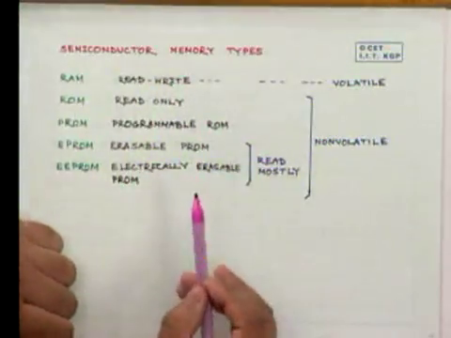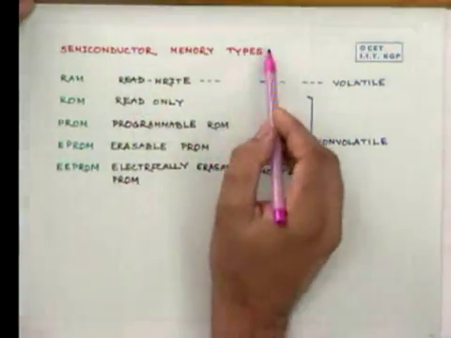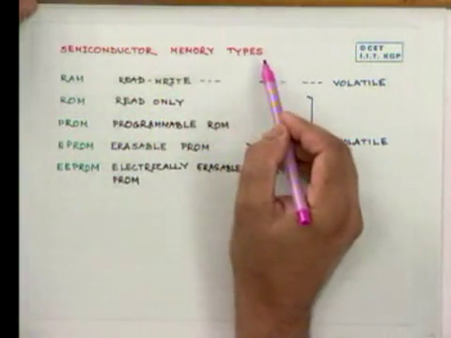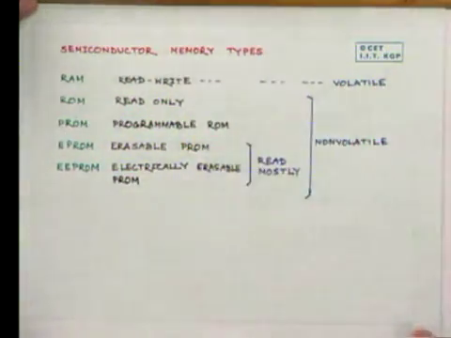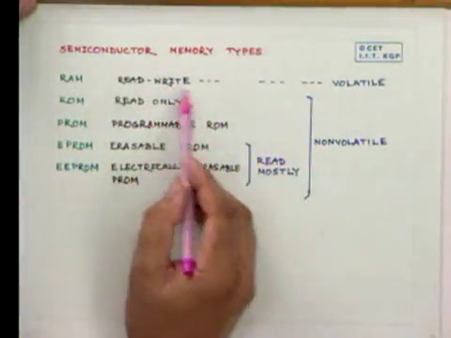Now, let us see what the different semiconductor memory types are. We call them semiconductor memories because these RAMs are also semiconductor memories, since VLSI chips consist of semiconductors. We have talked about the RAM already, which is read-write.